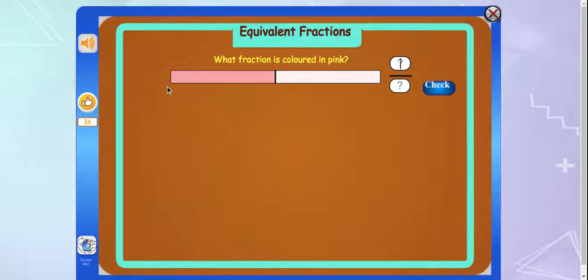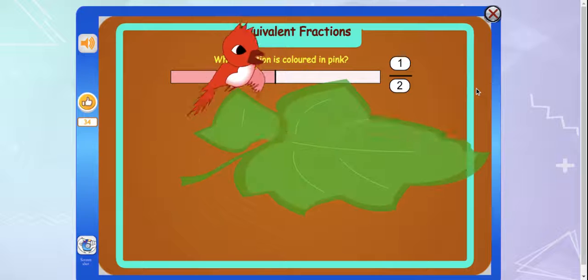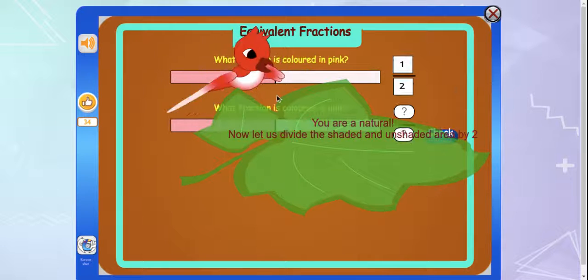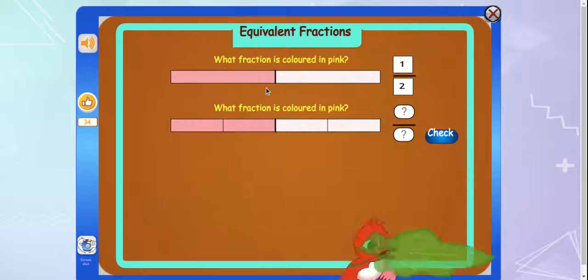So, as you can see, the bar is divided into two equal parts. So, the denominator has to be 2, and one portion is shaded in pink. So, you just put 1 on top. So, it's 1 by 2. Just click on check, it tells that that's correct. You are a natural.